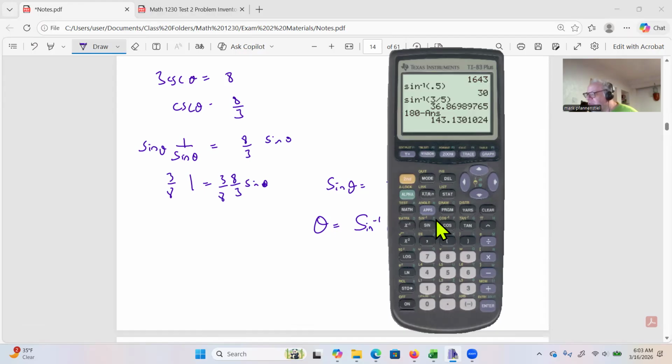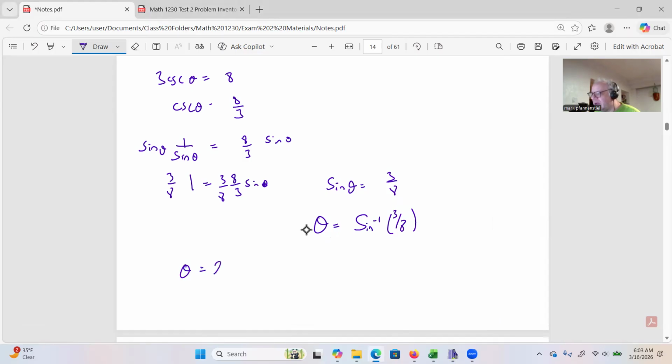So we want inverse sine of 3 divided by 8 in degrees. Okay, there we go, 3 divided by 8, and then we'll go ahead and type that in. So we end up with theta is equal to 22.02 degrees.